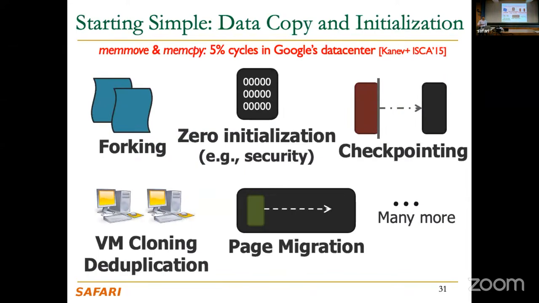You might think that 5% is small, but you need to think that this is a Google data center that has hundreds of thousands of computers. So if you can reduce this 5% to zero, it's already a good benefit that you're going to provide.